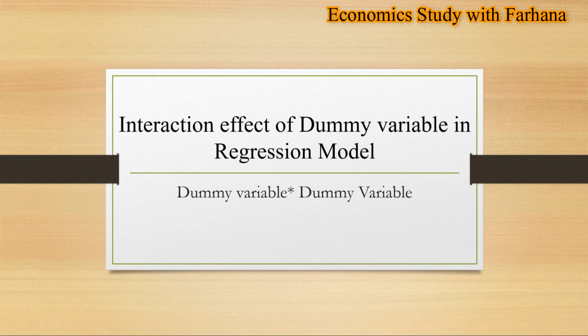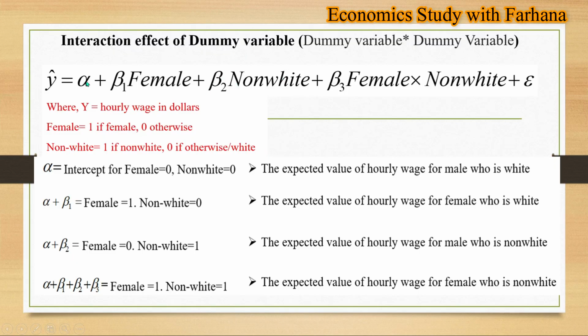So, let's get started. First of all, here you can see the regression model where y represents the hourly wage in dollars. It is a continuous variable. Then there are two dummy variables, one is female and another is non-white. And this is the interaction term, where we want to find out the combined effect of female and non-white on hourly wage.